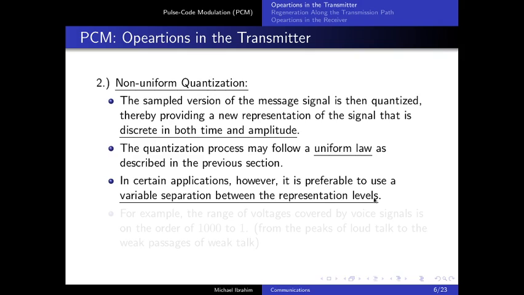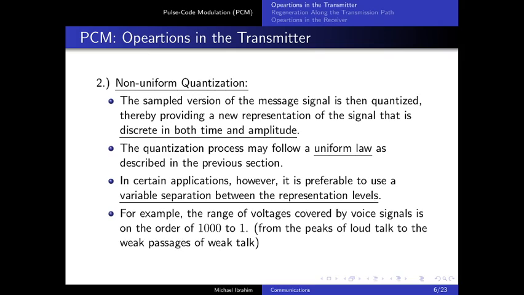Why would we do something like this? Why would we need to use a non-uniform quantizer? For example, some signals, like the voice signal, might have a dynamic range of 1000 to 1. And a dynamic range basically is the ratio between the maximum amplitude to a minimum amplitude. So, consider a speech where we have sometimes peaks of loud talk and other times we have passages of weak talk. The dynamic range of amplitudes might be in the order of 1000 to 1.